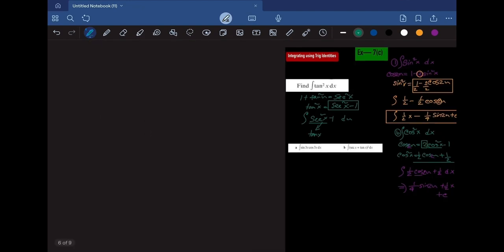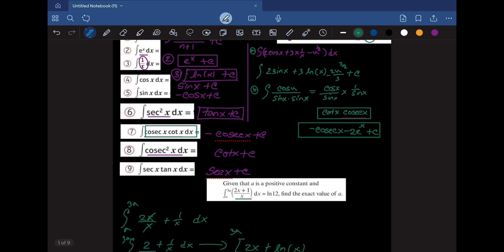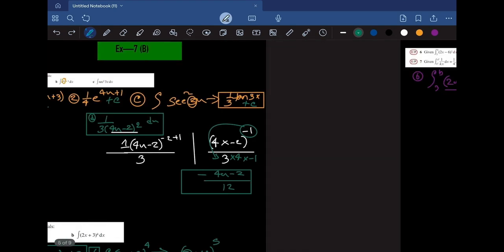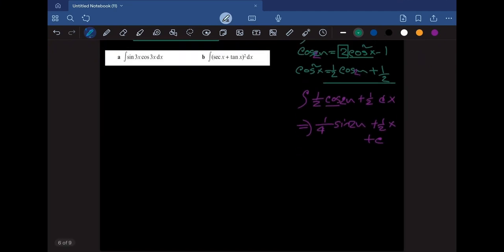We have seen this, right? The integration of sec squared x is tan x. And this minus 1 becomes minus x. So this is our final answer. Hopefully you guys have been able to solve it. Now let's solve another example, which is sine 3x cos 3x. You should pause the video and try it by yourself. If you cannot, then I will help.